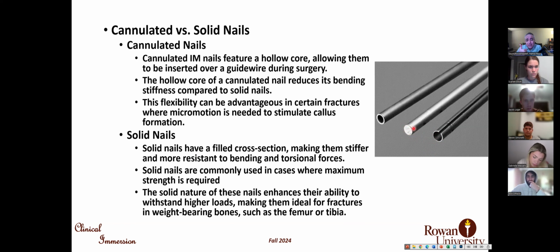One, we may need a very solid and rigid nail because the fracture is comminuted and there are lots of fragments in the fracture site, and we need a rigid nail to hold the bones there. And the second one is sometimes we need a very fast surgery.